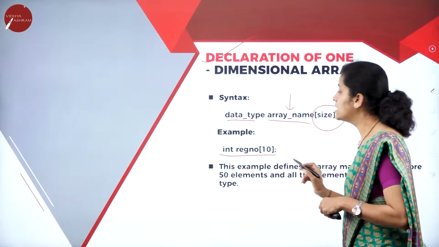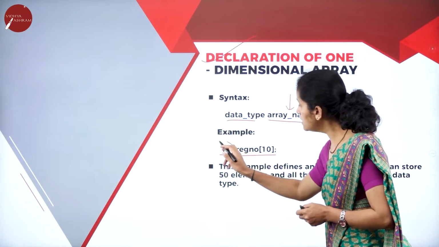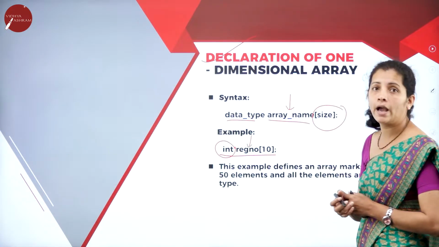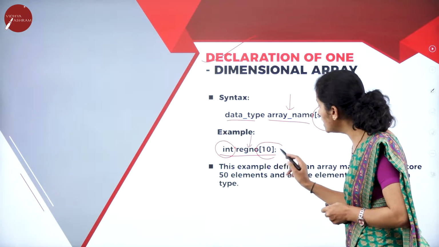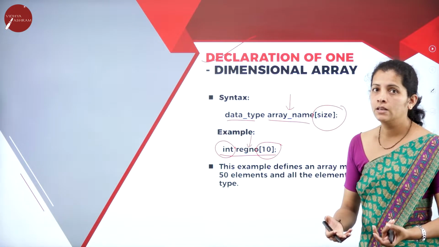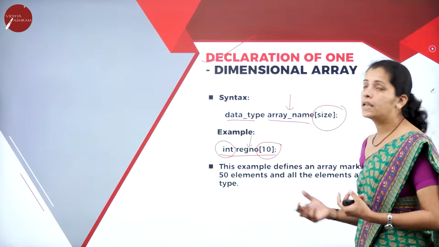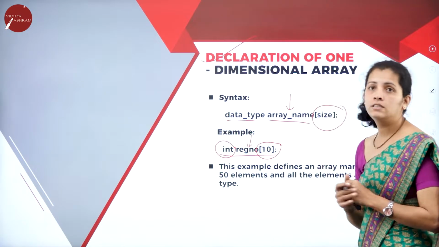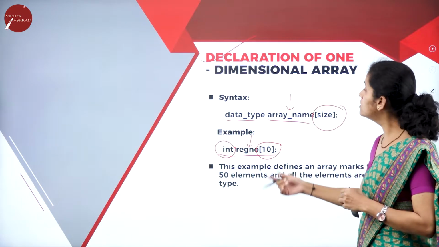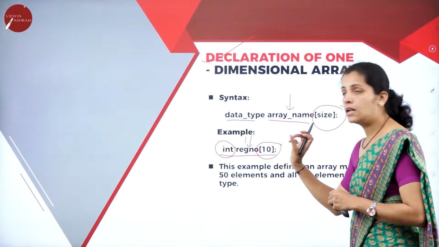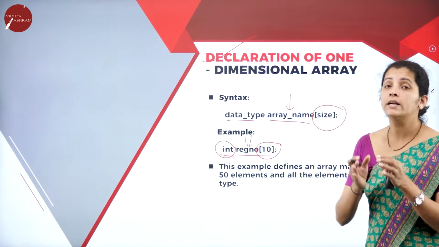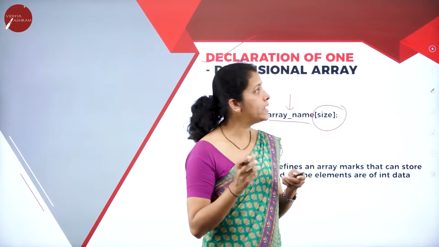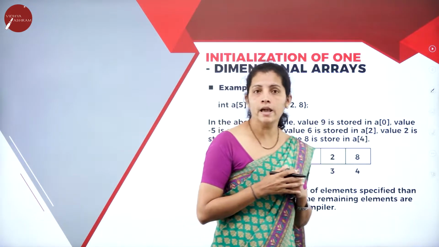Now this is the example. Here int is the data type, whereas register number is the name of the array. Along with that, the size of the array is 10. That means this register number array can store 10 students' register numbers. So the array can hold 10 different students' register numbers. This is the way I can declare arrays.